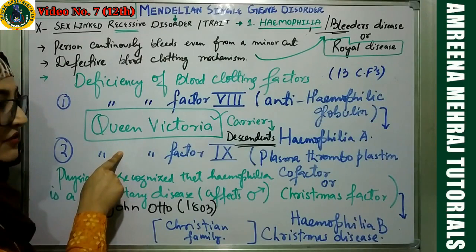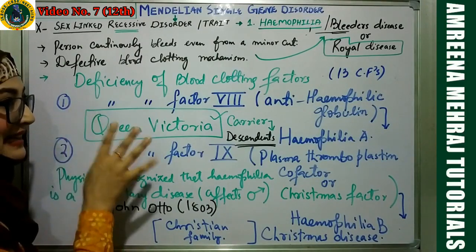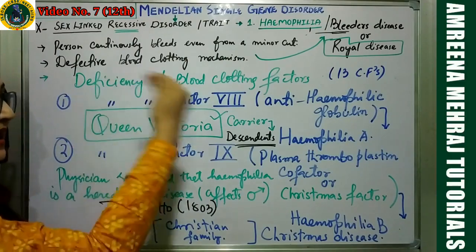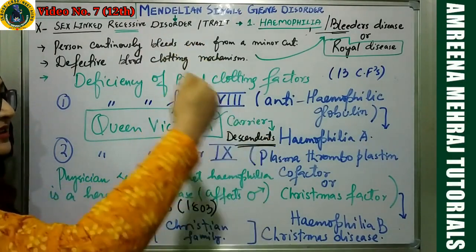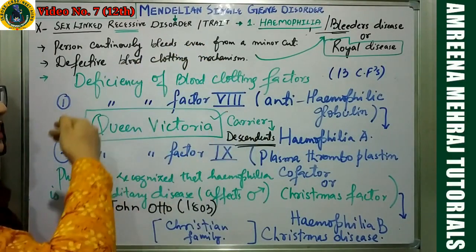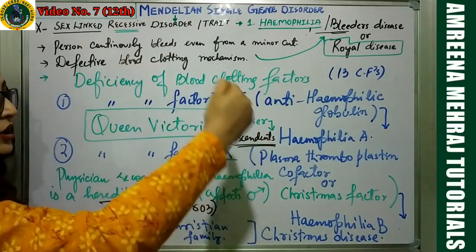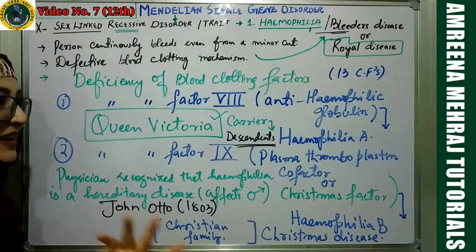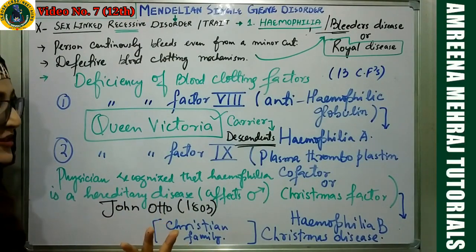Victoria herself was not affected by hemophilia. She was just a carrier. That means the mutation was there in her X chromosome. She then passed on this defect, this mutation, this disorder, to her descendants. That means definitely you will find this disorder in the royal family, Queen Victoria's family.